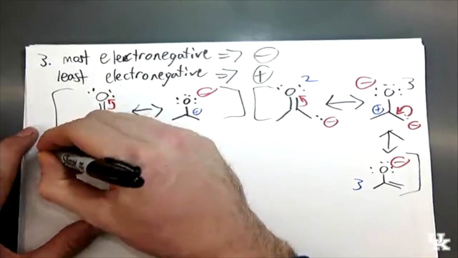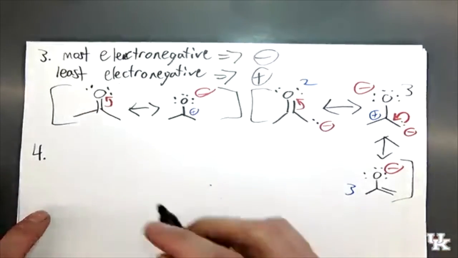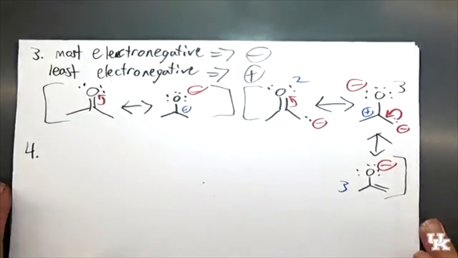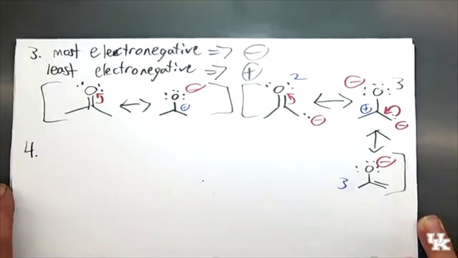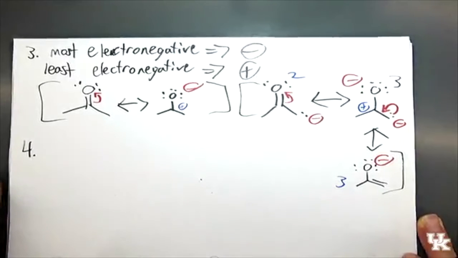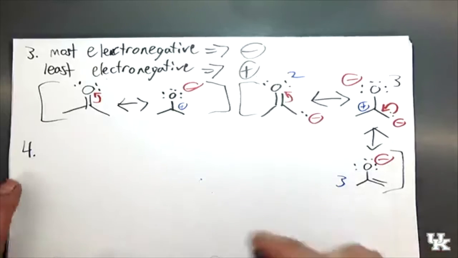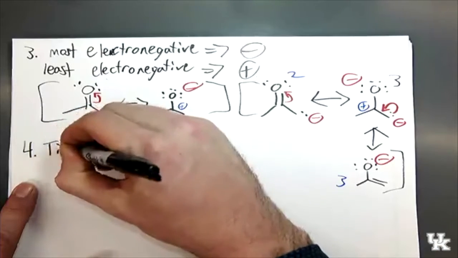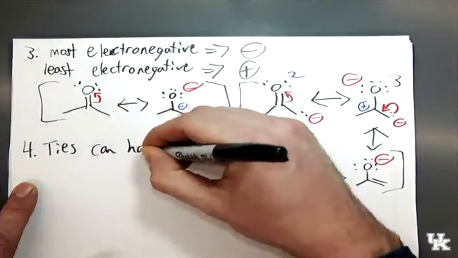It's one that we haven't really mentioned, and that is that you can have a tie. You can have 2 structures that are equally as good. Like if you go through these rules and you say to yourself, I don't know, they seem like they're just as good as the other, then they might be. It's possible. So ties can happen.